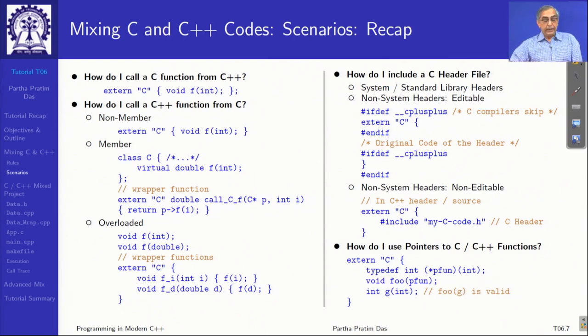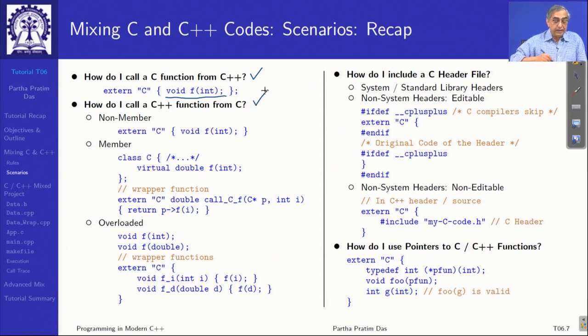Then these are the common scenarios which certainly will be required to start with. One is how to call a C function from C++. The simple thing to do is to put that function in C++ code within extern C, which will tell the C++ compiler that this is a C function and the name will not be mangled, and you will be able to call it.